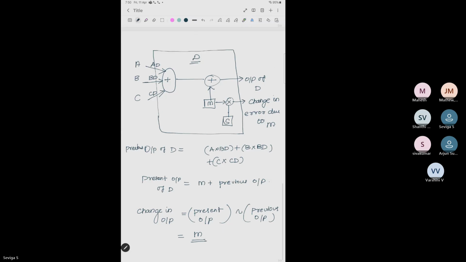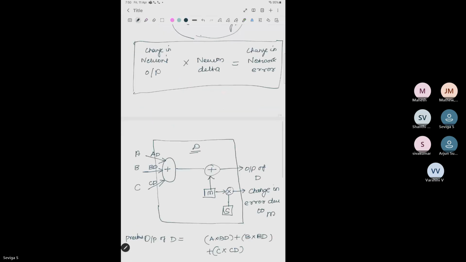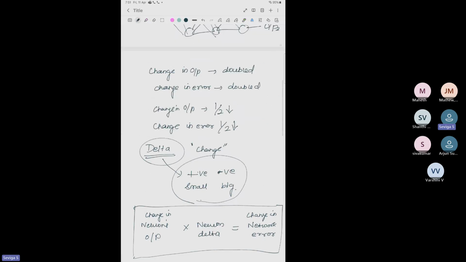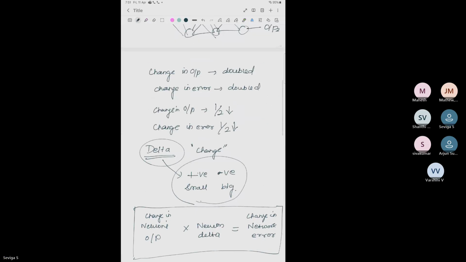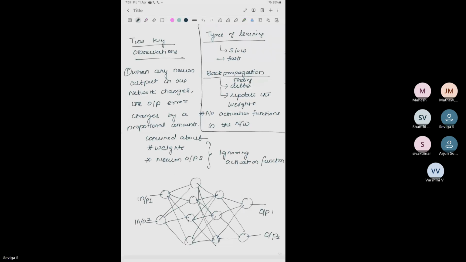Sorry, ma'am, what is delta again? One second. Delta is the number which we discussed earlier. Do you remember the first key observation? Yes. The first observation tells us that the change in the neuron output is proportional to the output error.